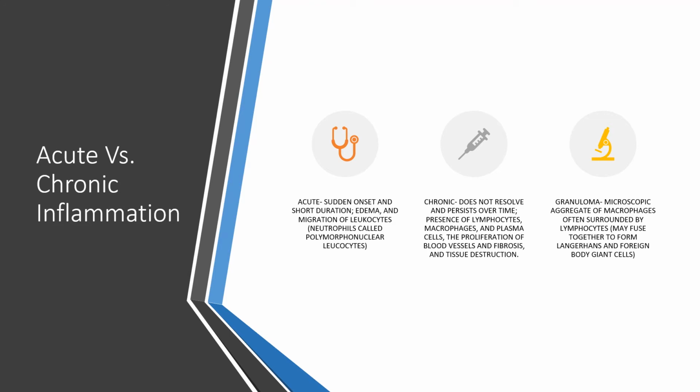Versus in a chronic inflammation, well, the acute response is not working. There's some type of infection that's persisting over a long period of time. So there's going to be many of the different leukocytes present. You're going to get proliferation of the blood vessels, there may be fibrosis, those sorts of things. So there also may be a form of a granuloma. I showed you a picture of the lungs that had a granuloma formation with the cheesy or the caseous necrosis.